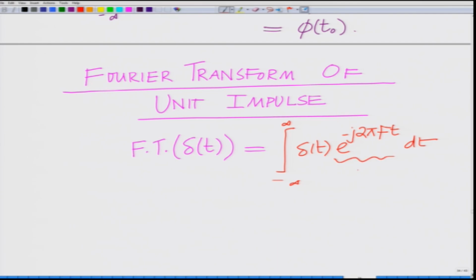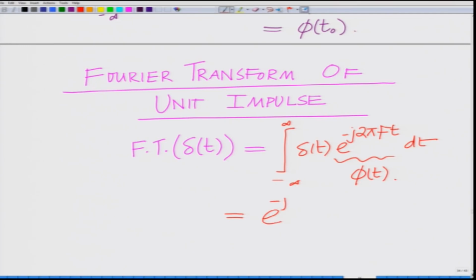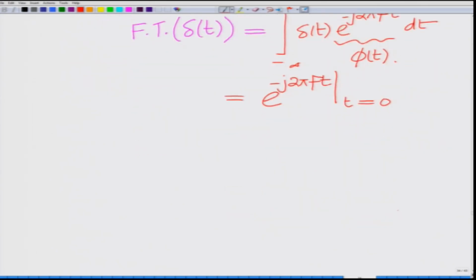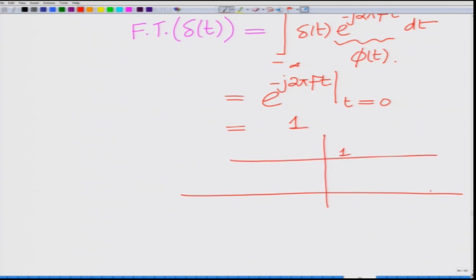Now you can treat e to the power of minus j 2 pi f t as the function phi of t, and by the property that we have shown before, the integral from minus infinity to infinity of delta t phi of t dt is nothing but phi of t evaluated at t equal to 0. So this becomes e to the power of minus j 2 pi f t evaluated at t equal to 0, which is 1. So this is simply 1 at all frequencies in the frequency domain.